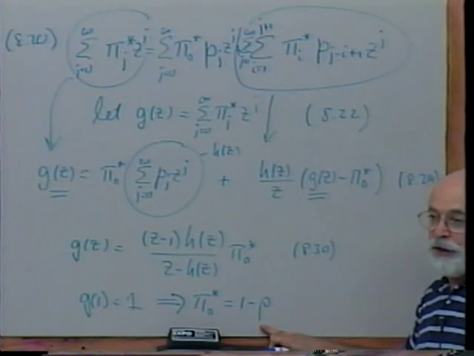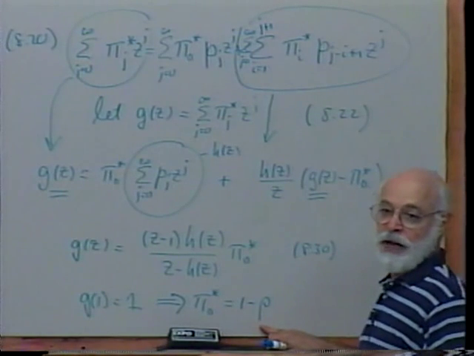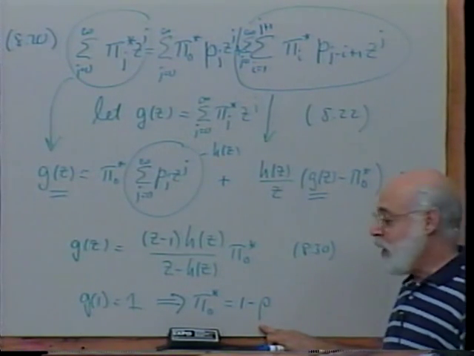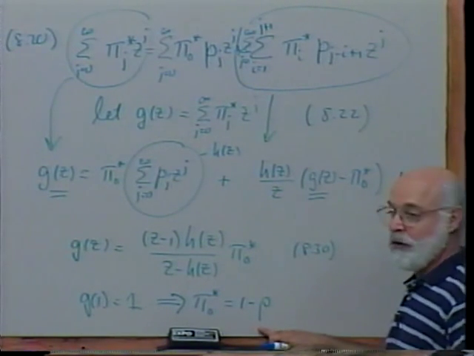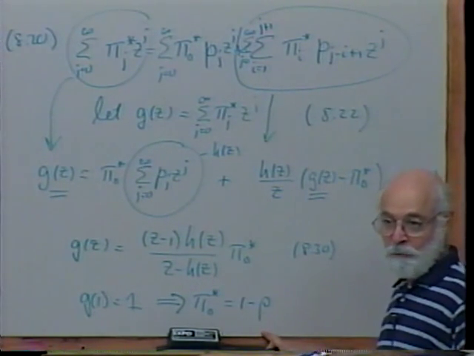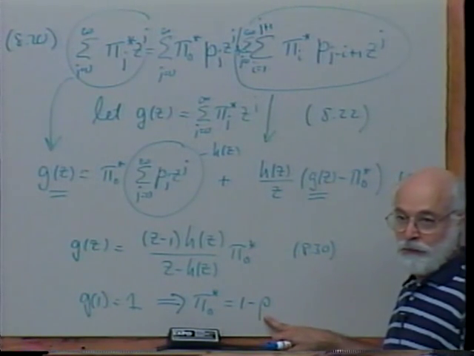But then by Little's theorem, that's equal to the rate at which they enter the server times the average time they spend in the server. The rate at which they enter the server is the arrival rate lambda. The average time they spend in the server is the average service time tau. And by definition, rho is equal to lambda times tau.